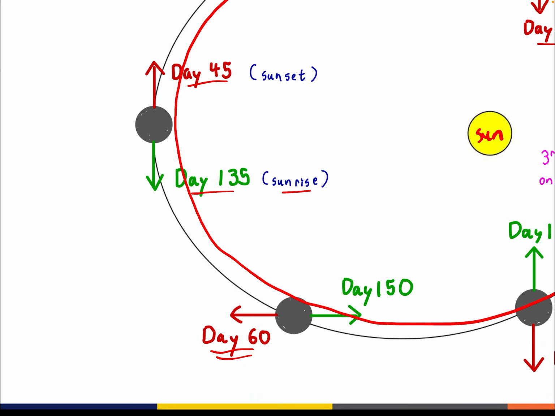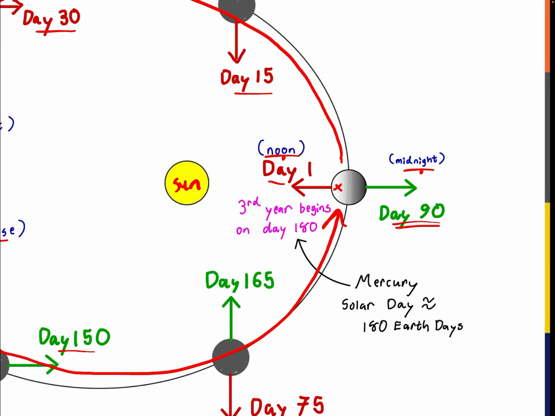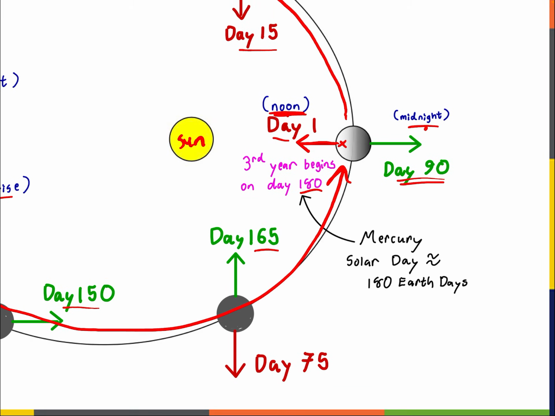Then the Sun continues to rise in the sky at day 150, getting higher in the sky at day 165, and finally we get all the way back around to day 180, and we have actually finished our solar day because we've got back to pointing the way we were when we started. So in other words, we're back at noon. So what we see is that the third year begins on day 180, which means that a solar day is exactly 180 Earth days, or 2 Mercury years.